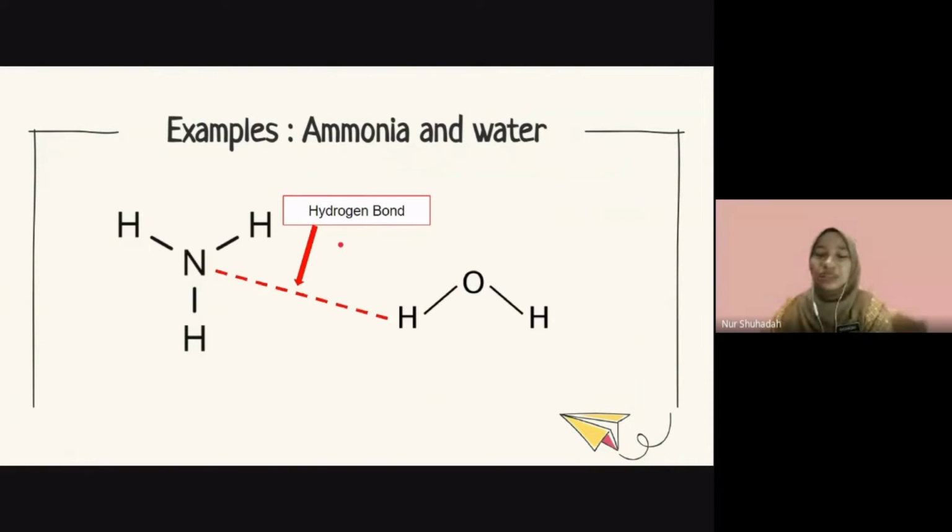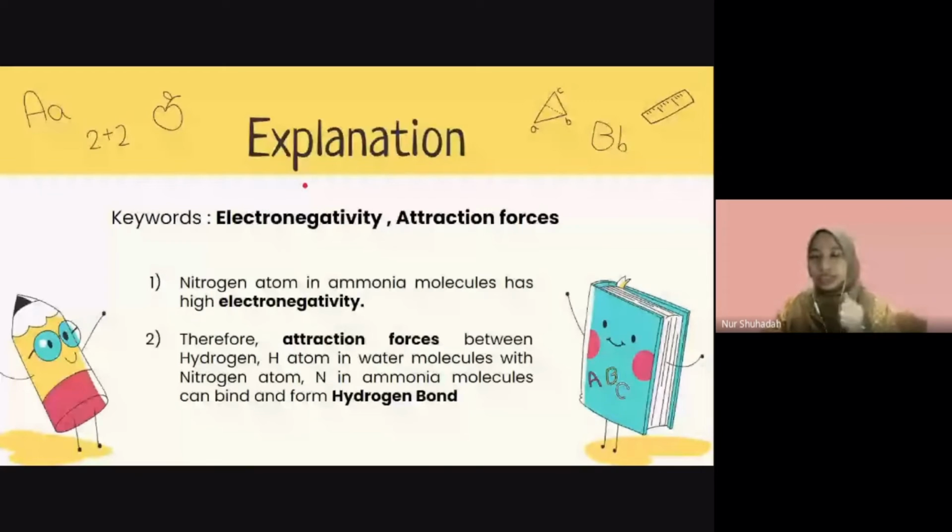Correct. So you explained it very well. You really understand this. Good. So there is formation of hydrogen bond here. So I will explain it again. The keyword is still the same, electronegativity and attraction forces. So the nitrogen atom in ammonia molecule has high electronegativity. Therefore, attraction forces between the hydrogen atom in water molecule and the nitrogen atom in ammonia molecule combine and form hydrogen bond.